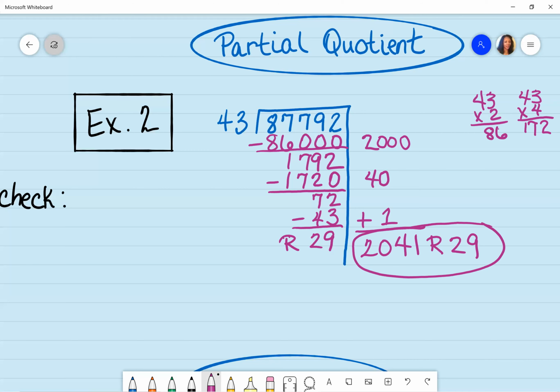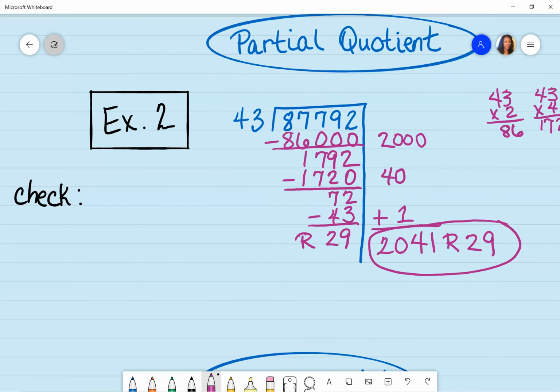So I'm going to show you two ways to check this. Well, actually, you should know how to check it. So you tell me, and then I'm going to verify in the calculator if it's right. How would you check this to see if it's correct? What you would always have to do is multiply the quotient, not the remainder. Just the quotient. So in this case, 2041 times 43. And then you would have to add 29, the remainder, to that. And what should it equal?